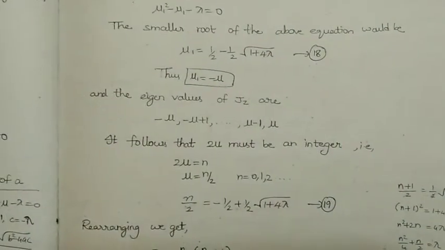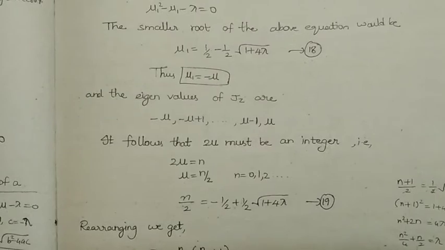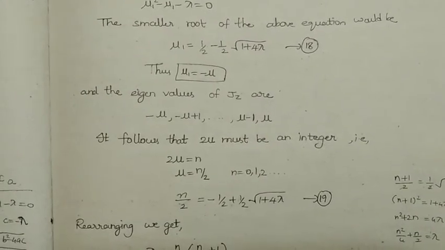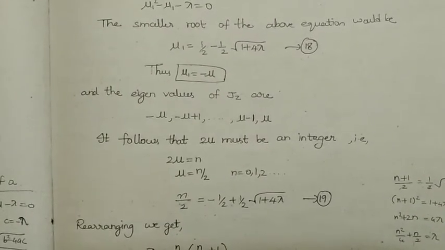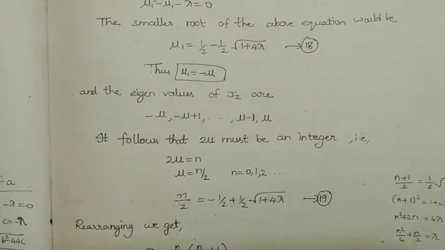Just like 9 is greater than or equal to m square, so 9 is greater than or equal to 3 square. At the same time, 9 is greater than or equal to minus 3 square also.